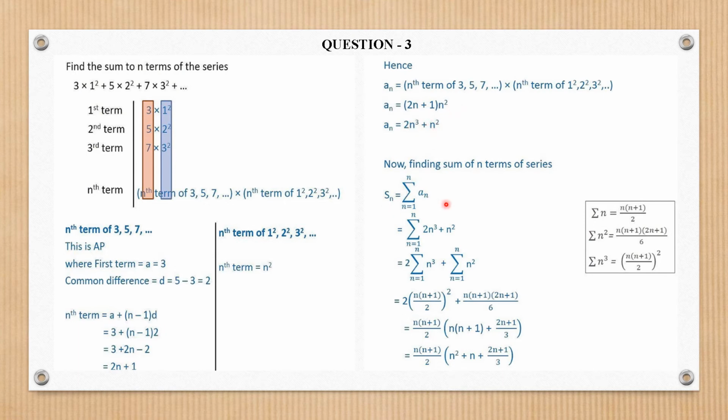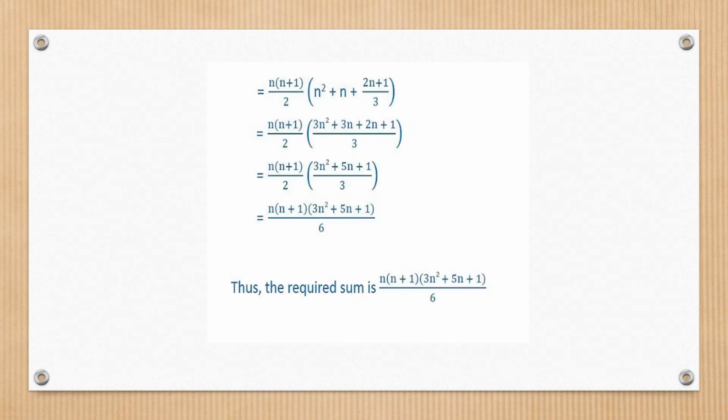Now take the sum. Okay. So it will be 2 times summation n cube plus summation n square. Okay. So these are again the formulas. You apply these formulas. Say n into n plus 1 by 2 is common. Okay. Solve it. It's very simple. Just take the LCM. And after taking LCM, from here you will get the expression 3n square plus 5n plus 1. Okay. And it cannot be further factorized. So I think this way also it is okay. So we get the answer as n into n plus 1 into 3n square plus 5n plus 1 divided by 6.